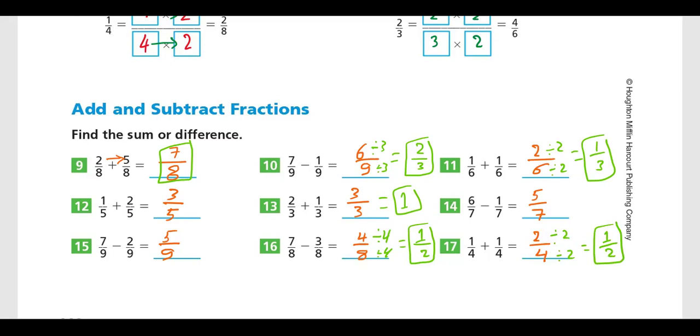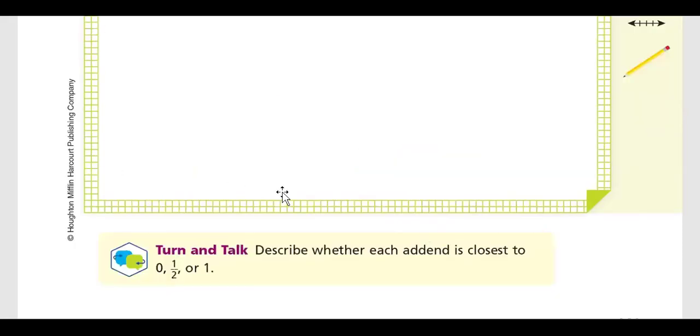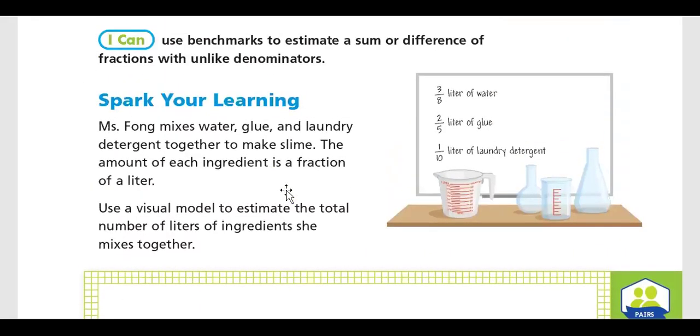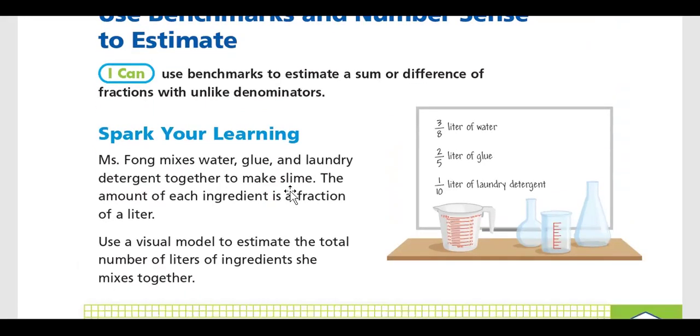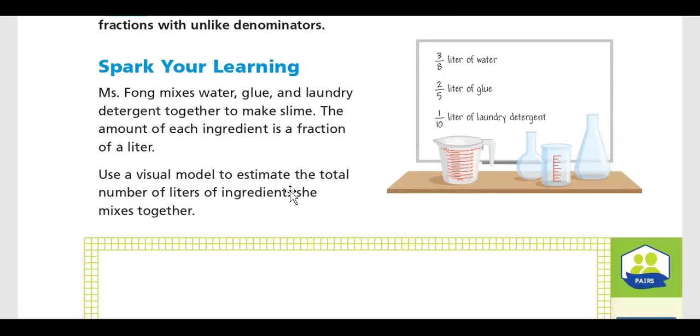So this is the first part. Now we're ready to solve our lesson. Use benchmarks and number sense to estimate. Here, as you see, Miss Fong mixed water, glue, and laundry detergent together to make a slime. The amount of each ingredient is a fraction of a liter. Use a visual model to estimate the total number of liters of ingredients she makes together.